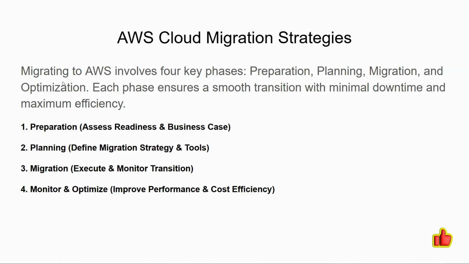So let's see how we can migrate, what strategies we can implement to migrate to the cloud from on premises. Migrating to AWS involves four key phases: preparation, planning, migration, and monitor and optimize. Each phase ensures a smooth transition with minimal downtime and maximum efficiency.